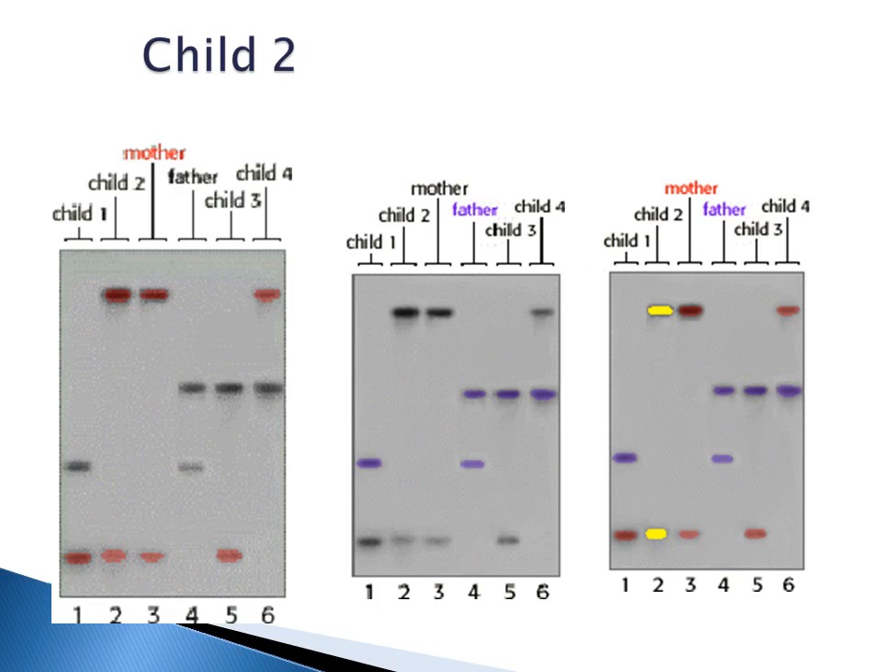So here you go, look at child 2. You could see child 2 has a band that matches mom, but not a band that matches dad. Child 1 has a band that matches mom and a band that matches dad. Same thing with child 3 and child 4.